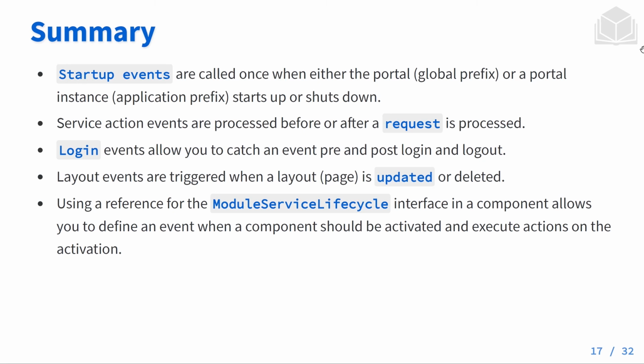Startup events are called once when either the portal global prefix or a portal instance, which is the application prefix, starts up or shuts down. Service action events are processed before or after a request is processed. Login events allow you to catch an event pre and post login and logout. Layout events are triggered when a layout page is updated or deleted.